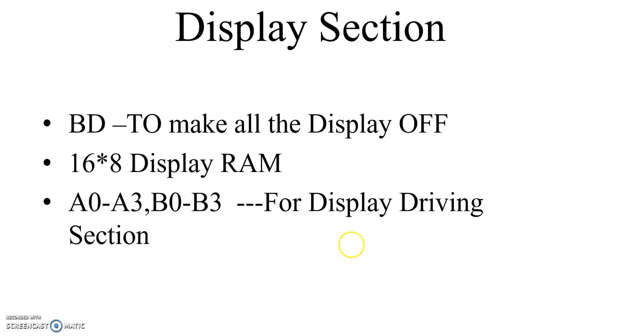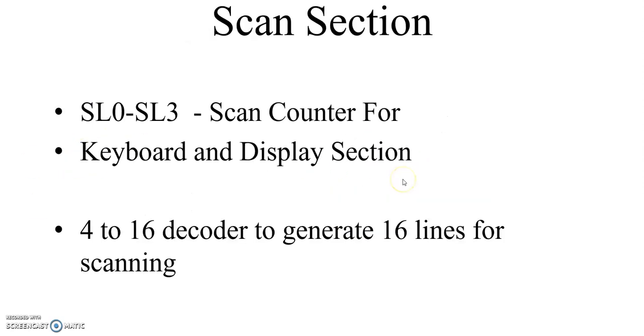The next one is the display section, having those pins. Here BD is the blank display to blank all the display of the 16x8 display RAM, and also A0 to A3, B0 to B3 for the display driving section. So next one is the scan section. This scan section belongs to SL0 to SL3. It is a scan counter for keyboard and display section. Here the scanning process has two types: one is decoded and the other is encoded. In decoded mode, the 4 to 16 decoder generates 16 lines for scanning.